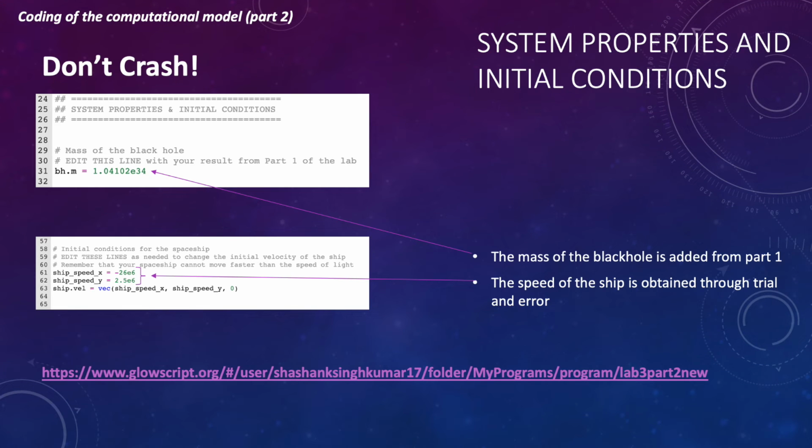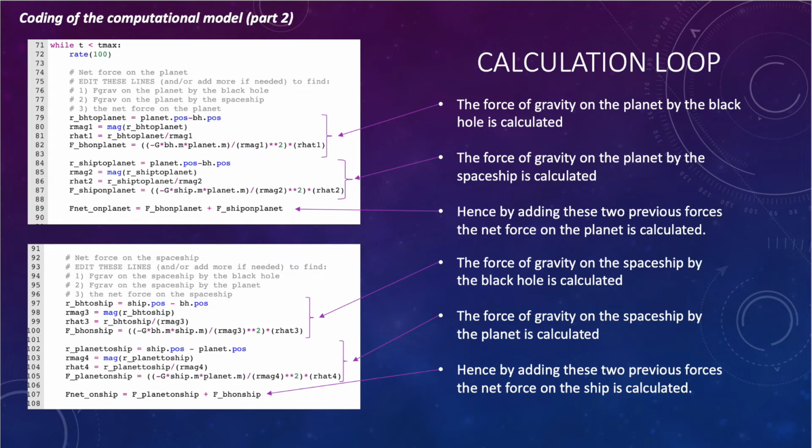The following is the coding of the computational model for part 2, system properties and initial conditions. I have also provided a link to this new GlowScript code. The mass of the black hole is added from part 1 and the speed of the ship is obtained through trial and error. The calculation loop.